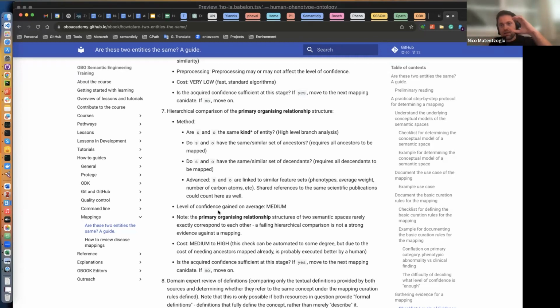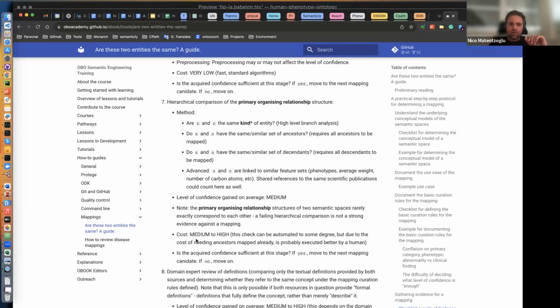What are the things underneath, and are the same kinds of things underneath subsumed by Mondo? And are they in the same branches, or what are the parents? Are they the same? So this is generally a typical hierarchical comparison. Here, I'm just saying that the cost could be high, could be medium, depending on whether you find an intelligent way to implement at least partially this automatically.